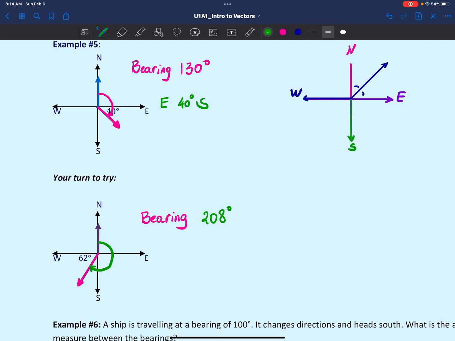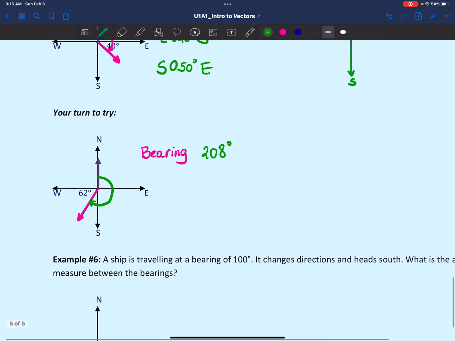Now, very important is that we use 3 numbers to describe the angles using a compass. So we have to add the number 0 here. So east, 0, 40, south. The same vector, or the same direction here, can be described by using the south towards east motion. So if you go from south to east, you're moving 50 degrees. So south, 50 degrees towards east. So we have to add the 0 again.